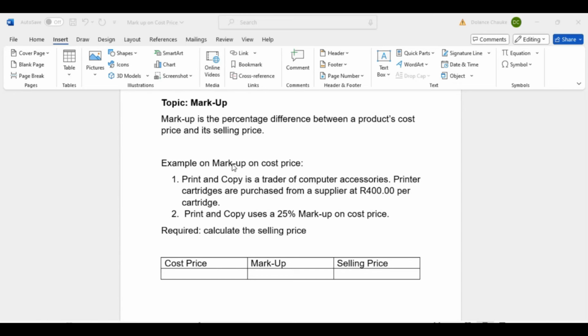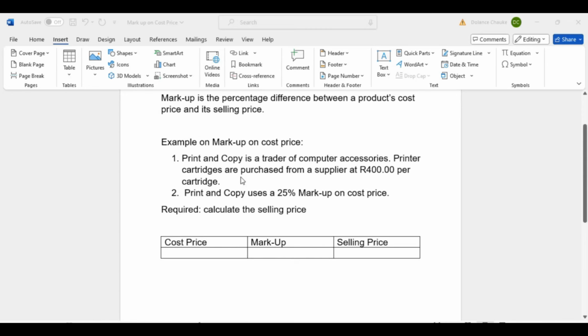Before we calculate the selling price, let's determine our cost. Our cost is given as 400 rand, so we can put it here in the table: 400 rand. We also use a markup of 25% on cost, so it's going to be a 25% markup there. And we need to calculate the selling price in rand.